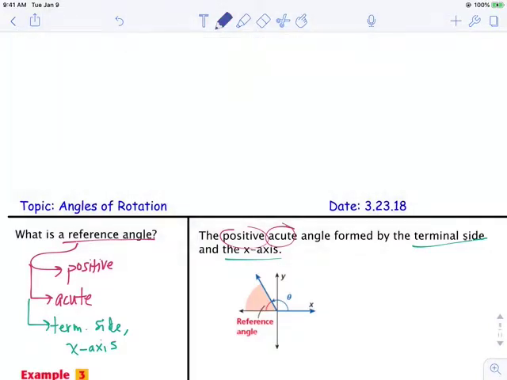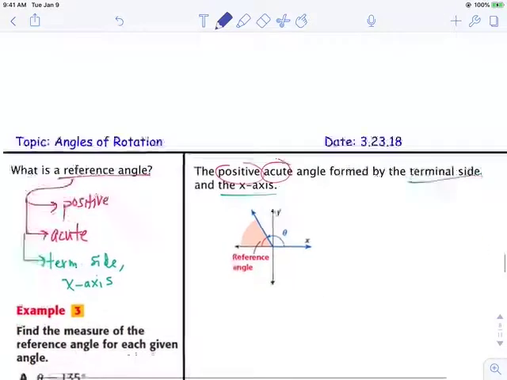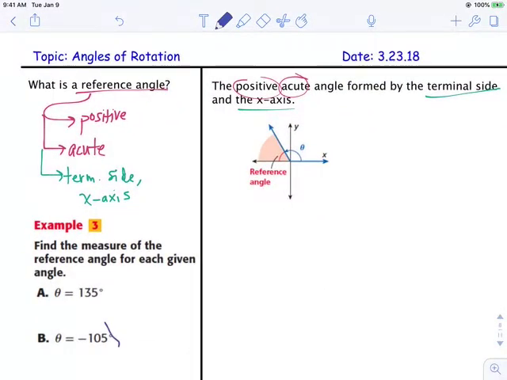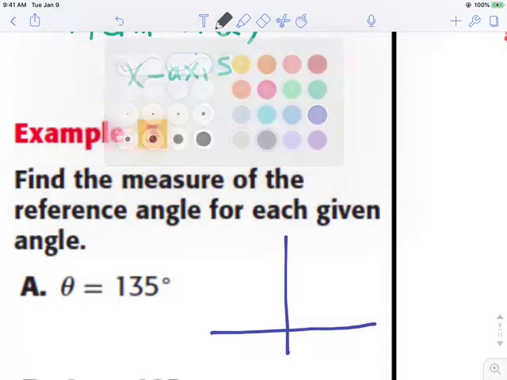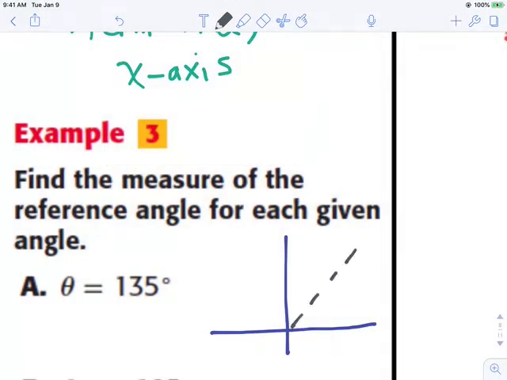Make sense? Let's practice it. Find the measure of the reference angle for each given angle. 135 degrees. Well, let's diagram that first. Let's see, 45, 90, 135. So here is my 135 degrees.